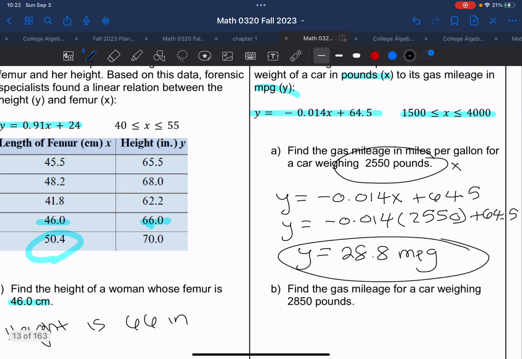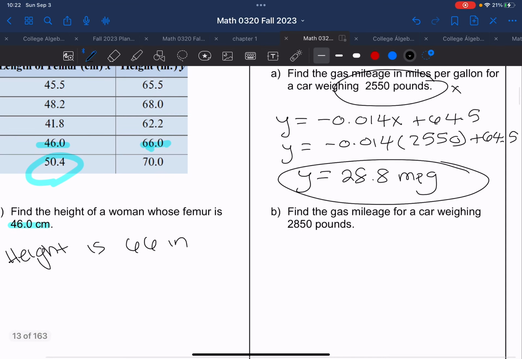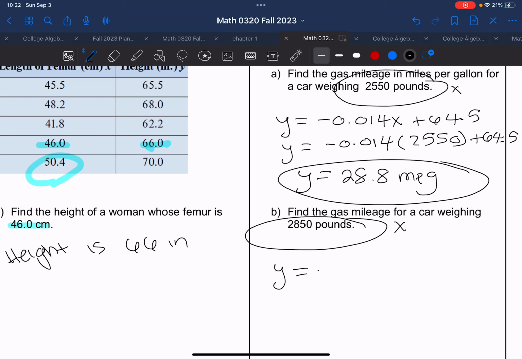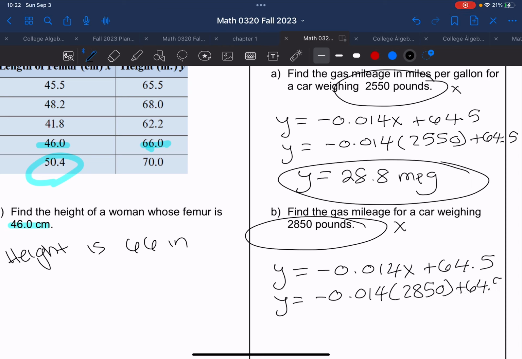Same with part B. It says find the gas mileage for a car weighing 2,850 pounds. Again, now we're plugging in this value for x. So I have y is equal to negative 0.014x plus 64.5, plugging in that value for x. And when I plug this into my calculator, I'm going to get y is equal to 24.6 miles per gallon.